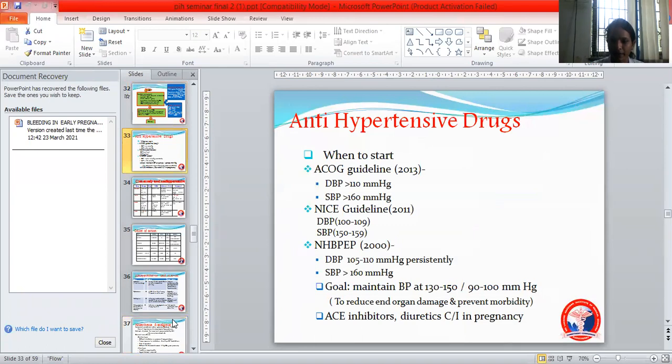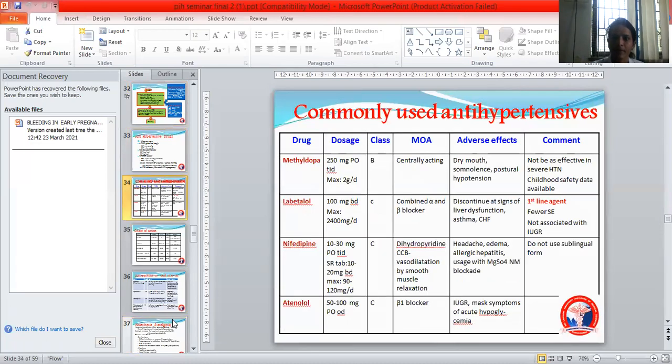So what antihypertensive drugs? The target for starting is more than or equal to 150 by 100. So commonly used antihypertensive drugs are alpha-methyldopa, which is started at a dose of 250 milligrams per oral TID, and labetalol, which is started at 100 milligrams BD, nifedipine, which is started at 10 milligrams BD, and atenolol, which is used mostly postpartum. It is not used in the antepartum period.